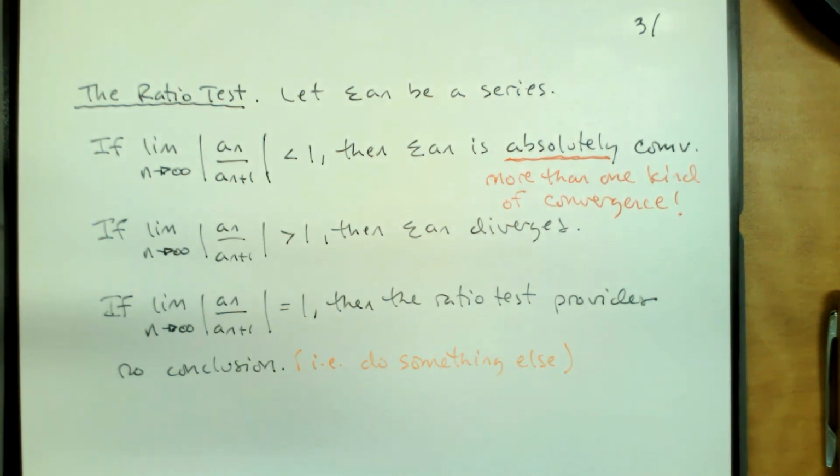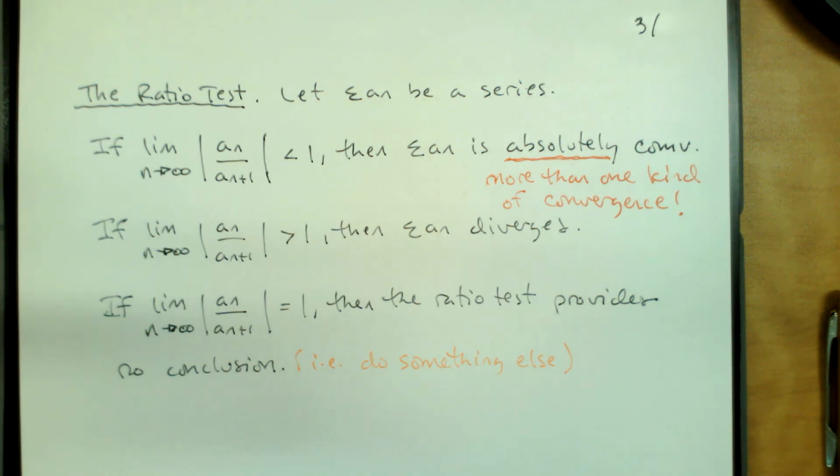So here's the ratio test. We have a series, and we're going to compare the series to itself. We're going to look at the limit as n goes to infinity of the absolute value of the nth term over the n plus first term. If that limit is less than 1, then we can conclude the series is absolutely convergent. If that limit is greater than 1, then the series diverges. This is going to include the case where the limit goes to infinity.